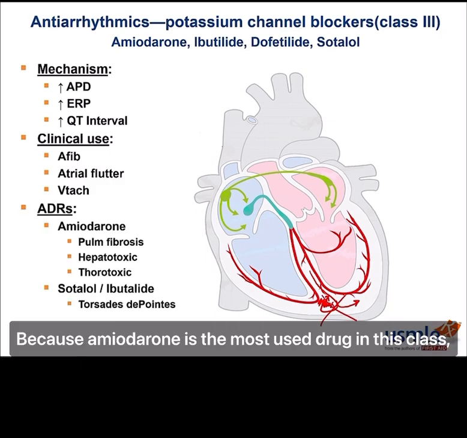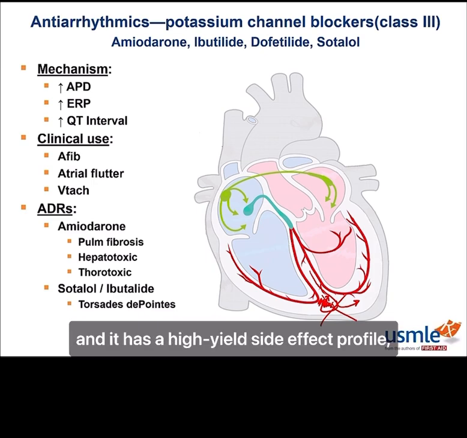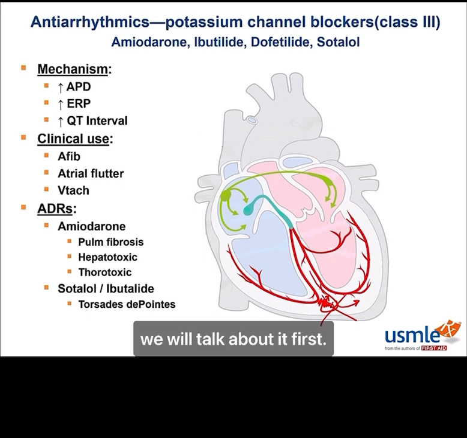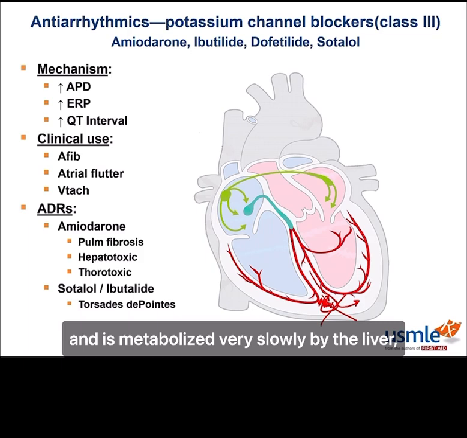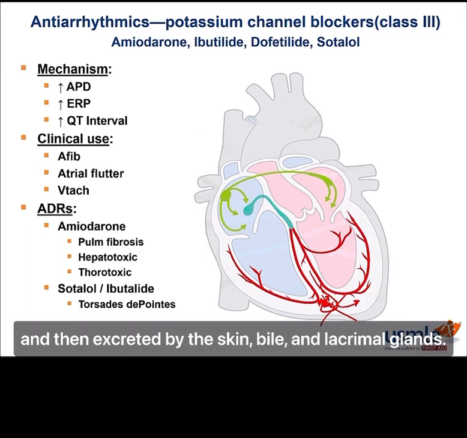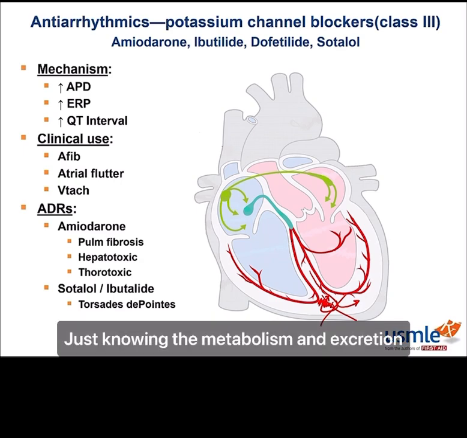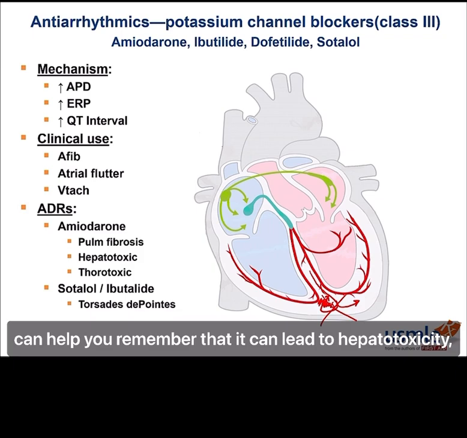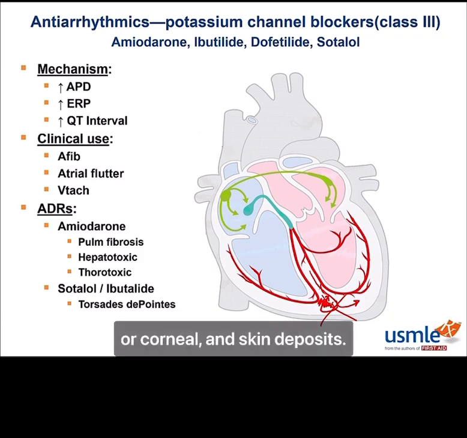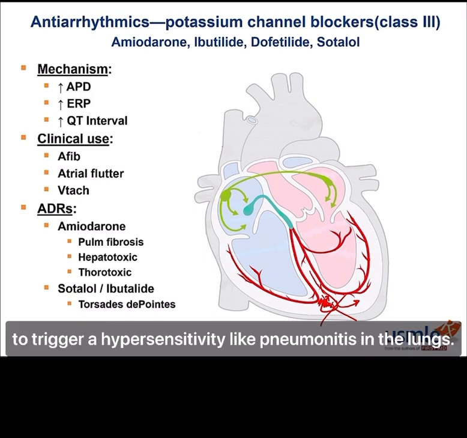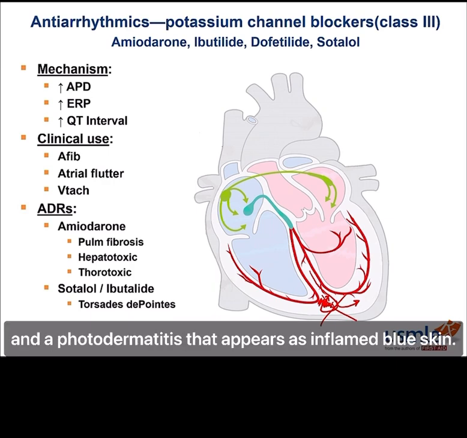Because amiodarone is the most used drug in this class, and it has a high yield side effect profile, we will talk about it first. Amiodarone is very lipophilic and is metabolized very slowly by the liver and then excreted by the skin, bile, and lacrimal glands. Just knowing the metabolism and excretion can help you remember that it can lead to hepatotoxicity or corneal and skin deposits. Amiodarone can act as a hapten to trigger a hypersensitivity-like pneumonitis in the lungs and a photodermatitis that appears as inflamed blue skin.